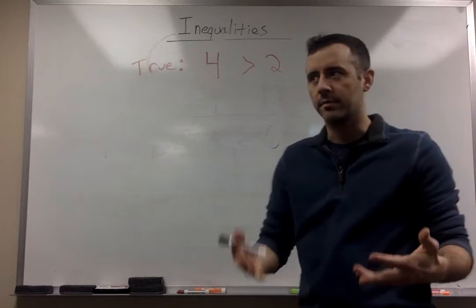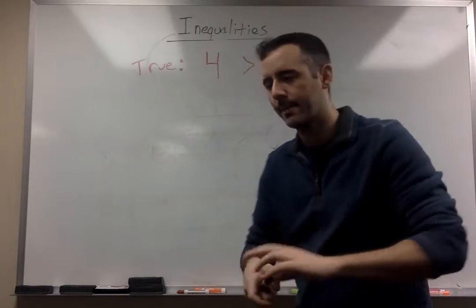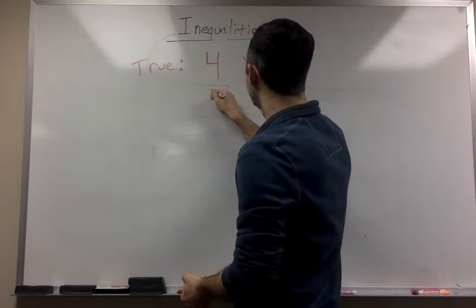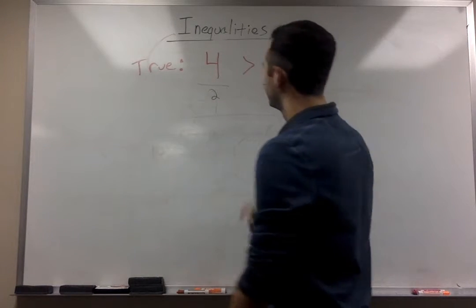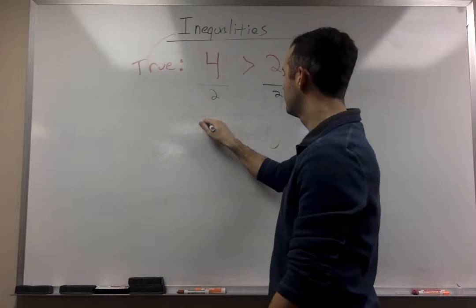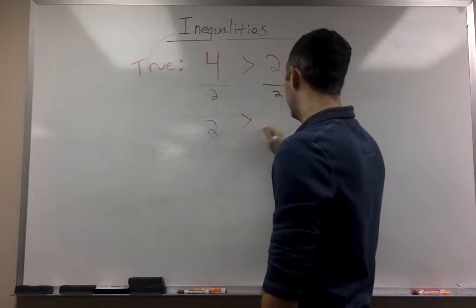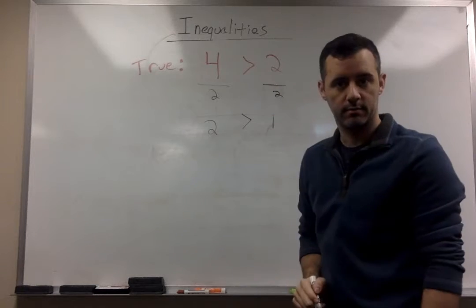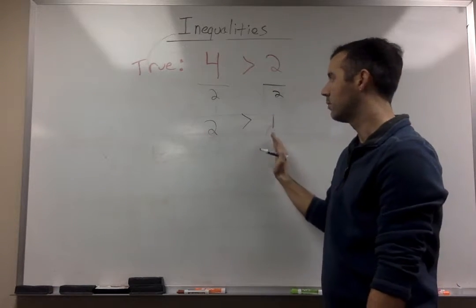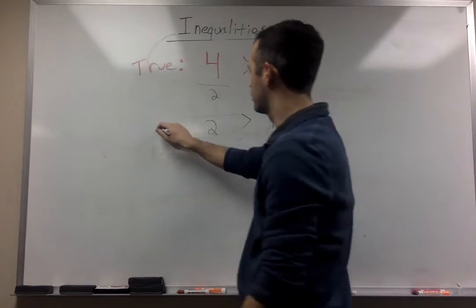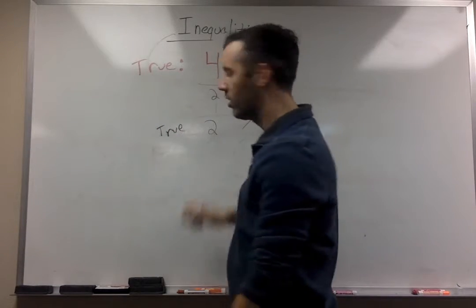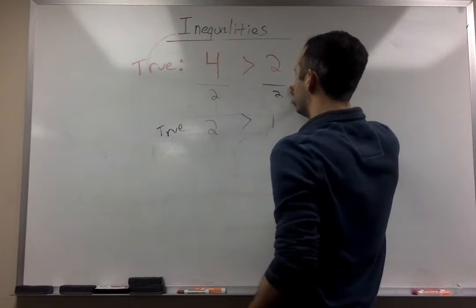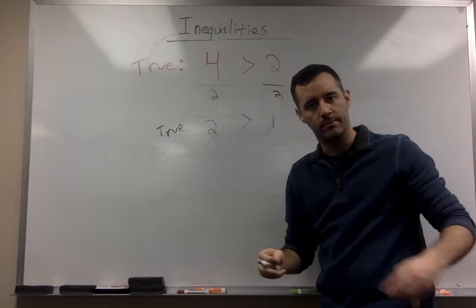What if I do something different like divide or multiply? Let's divide both sides by 2. 4 divided by 2 is 2. Keep my symbol. 2 divided by 2 is 1. Is 2 greater than 1? Yeah, that's still true, right? So my rules of algebra are still applying to inequalities. Whatever I do to one side, I do to the other, and it stays true.